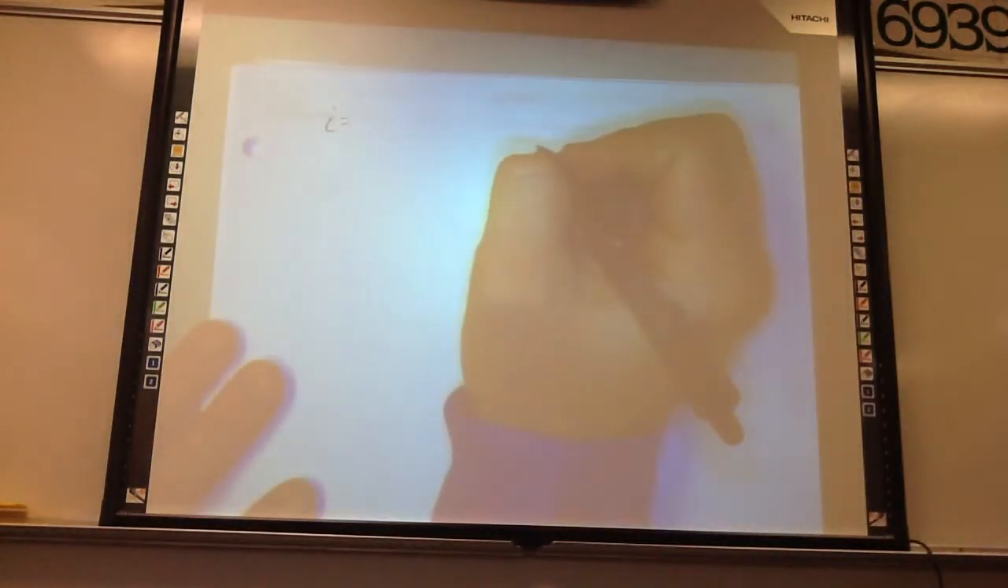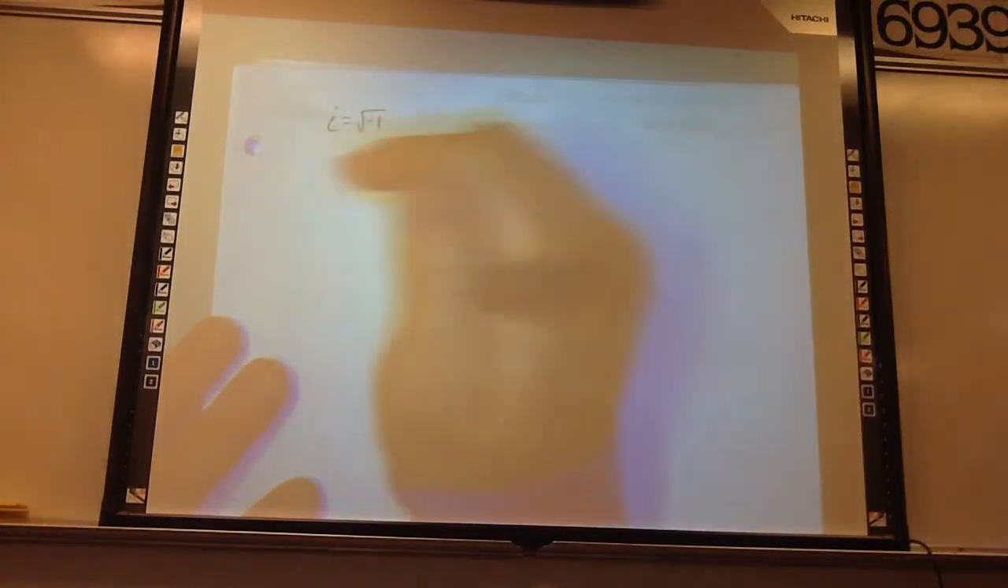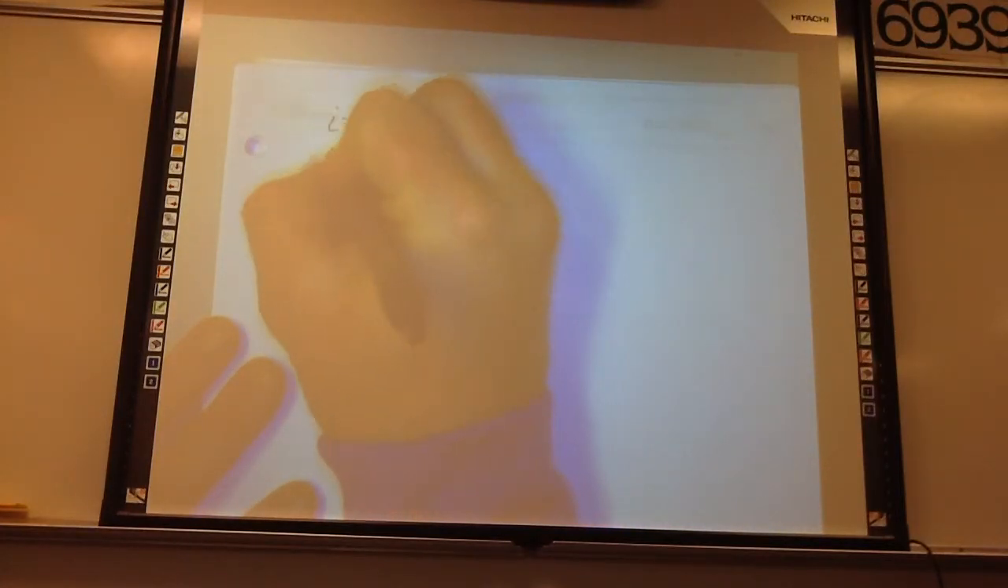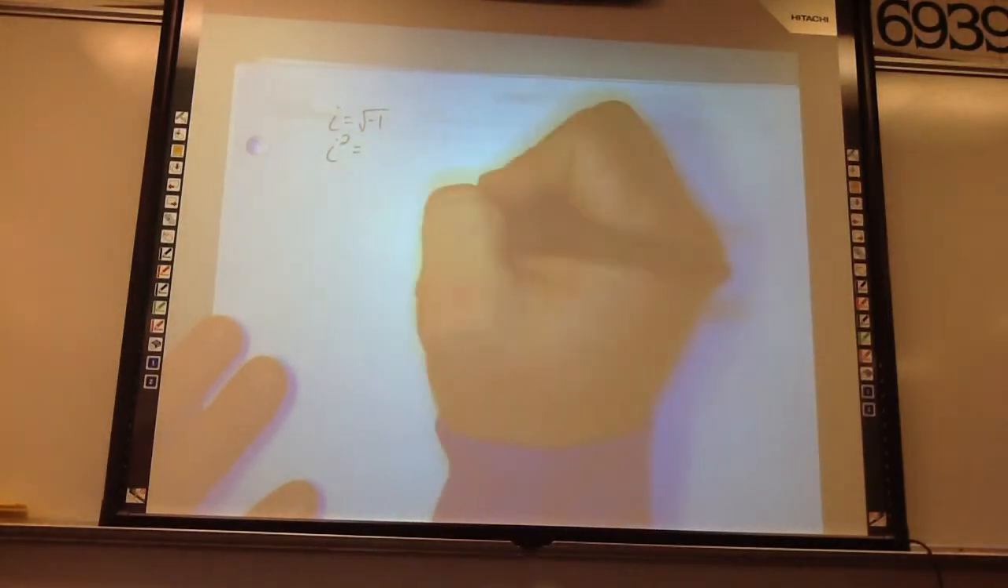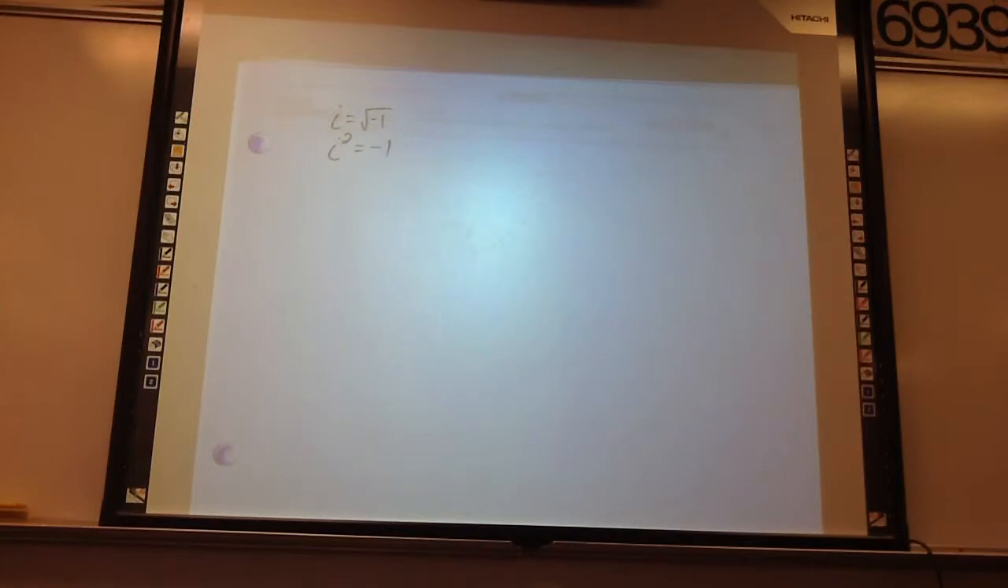All right. Let's see, we started last week with the imaginary numbers. Remember that? What does i equal? The square root of negative 1. That's important because we'll use i squared. What's i squared equal? Negative 1. Yay. That's what you get.